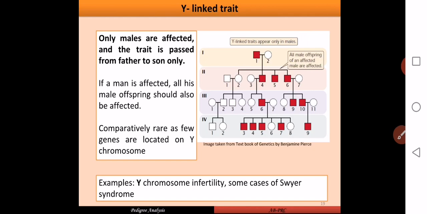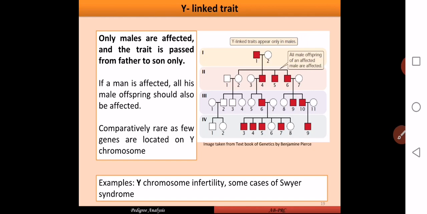Okay, so if a man is affected, all his male offspring will be affected. Since it is limited to males, and also the Y chromosome is not bearing a high number of genes, there are only limited disorders associated with the Y chromosome, and most of the diseases associated with the Y chromosome will be leading to infertility in males, right? Examples are Y chromosome infertility and some cases of Swyer syndrome. These are some examples of Y-linked traits.